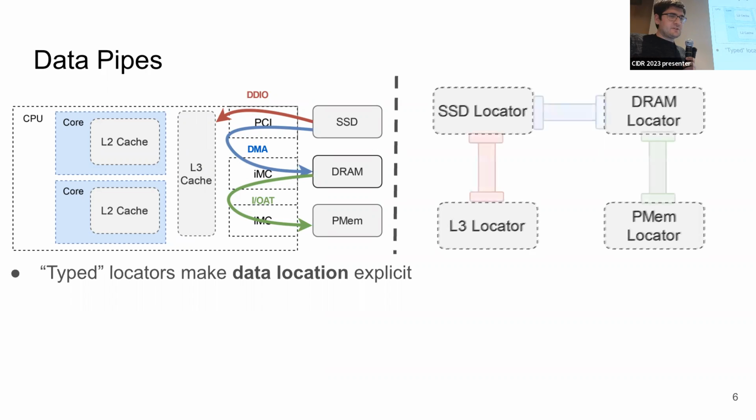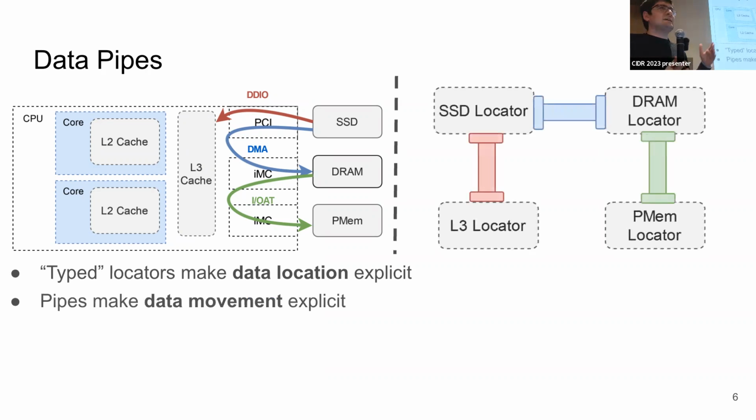On top of those locators, we then build pipes. Those pipes always have one locator as a source and another locator as a sink. The idea is that pipes move data from one position in the stack to some other position, and this is clearly defined. This makes the data movement explicit and declarative.